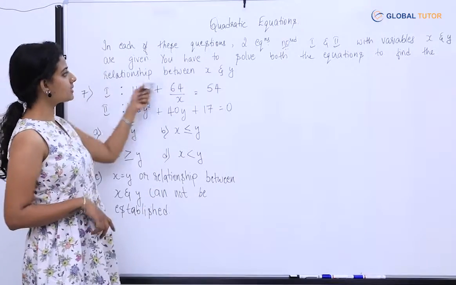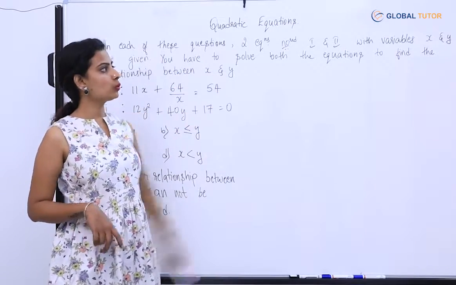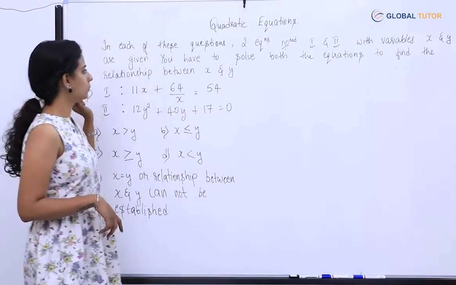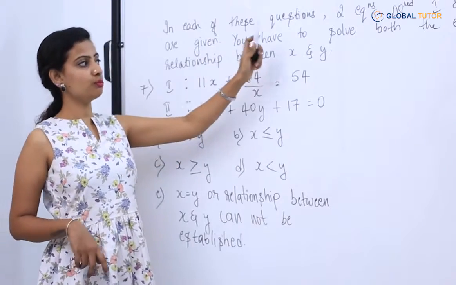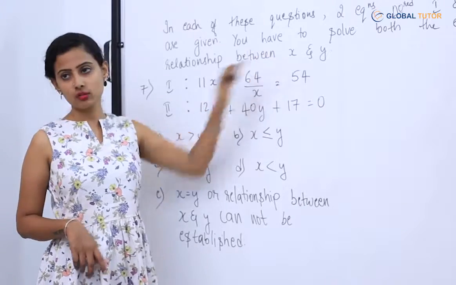My name is Kausalya. In today's episode, I've got you some interesting problems based on quadratic equations, and I've picked up these questions from previous year question papers of bank PO exams and a few government exams. Come, let us go solve them. In each of these questions, two equations numbered 1 and 2 with variables x and y are given. You have to solve both the equations to find the relationship between x and y.